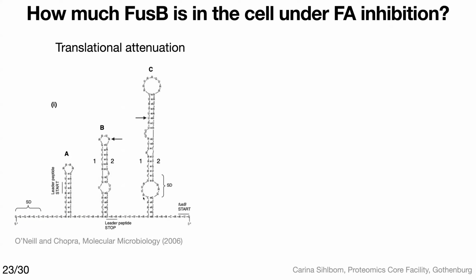But what happens is that in the presence of fusidic acid, the ribosomes will not be able to produce this peptide easily. They will get stuck because EFG will get locked and they will get stuck in the middle. And when that happens, because the ribosome is stuck here, the secondary structure of the RNA changes, and these two hairpins that I show here merge together to form this hairpin. Then the Shine-Dalgarno sequence for FusB will be open, and other ribosomes can bind and produce FusB. So that's how it's regulated.